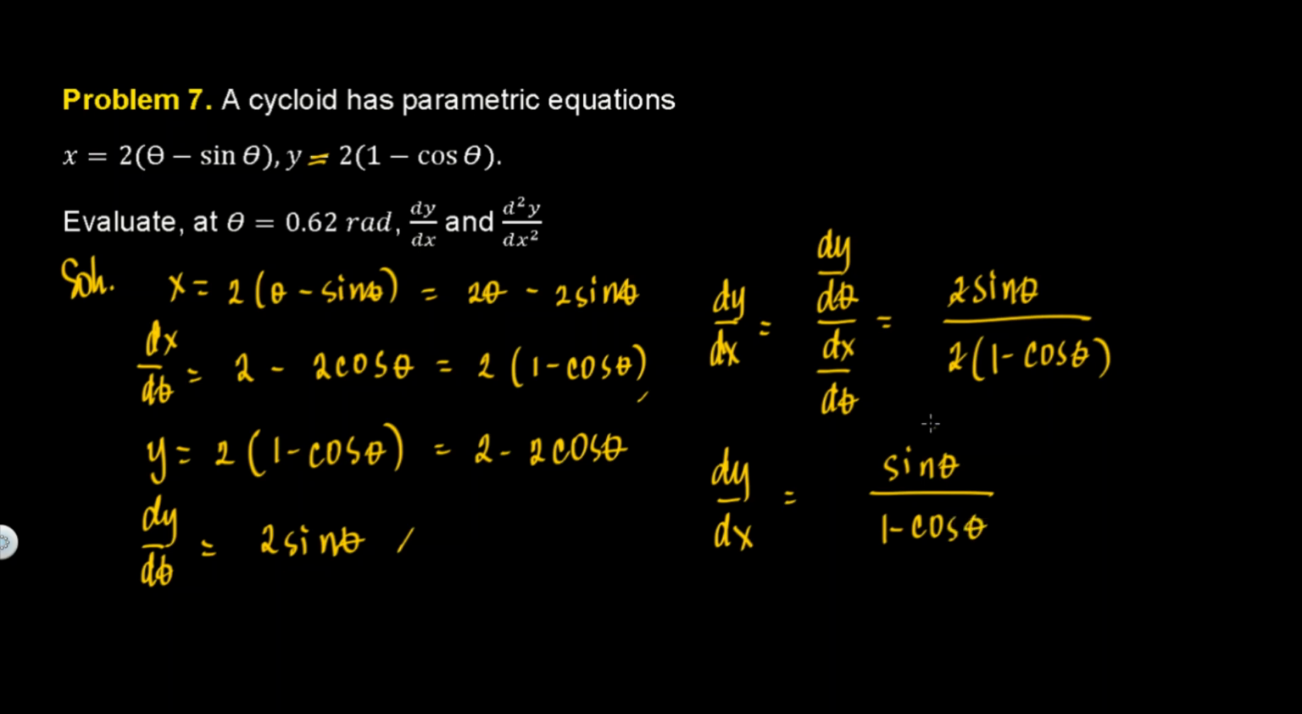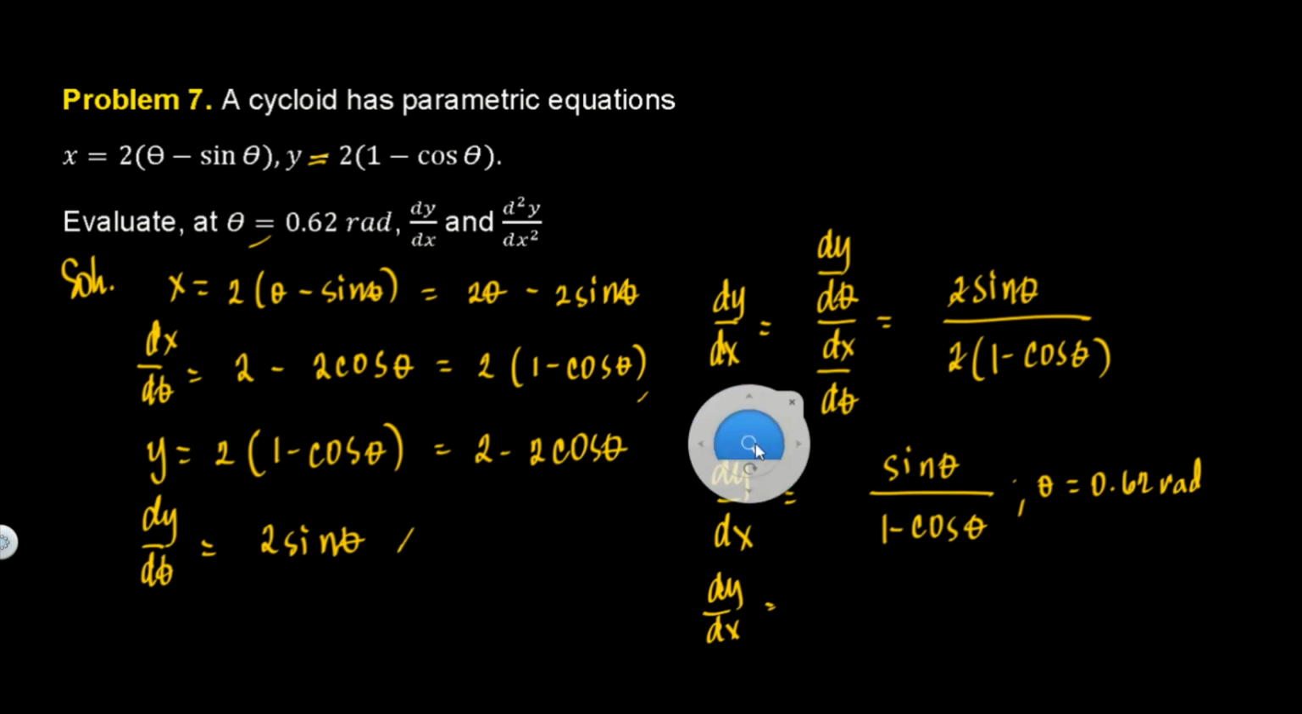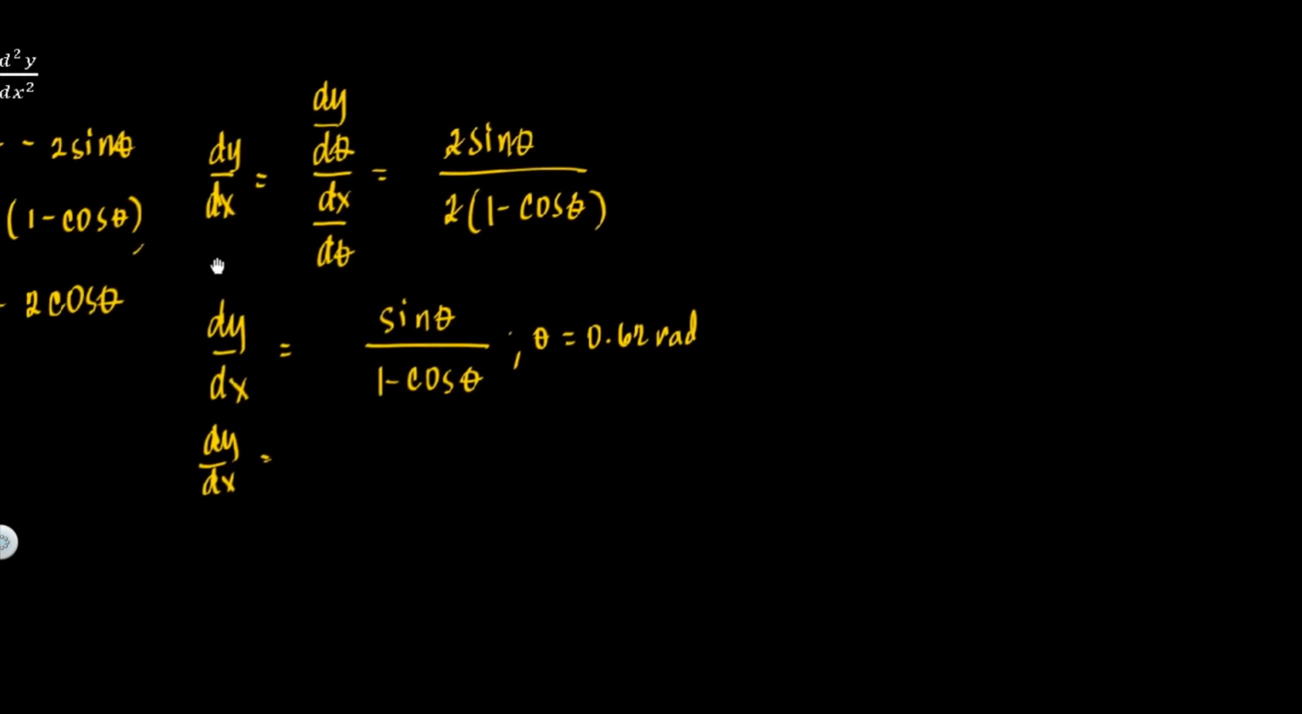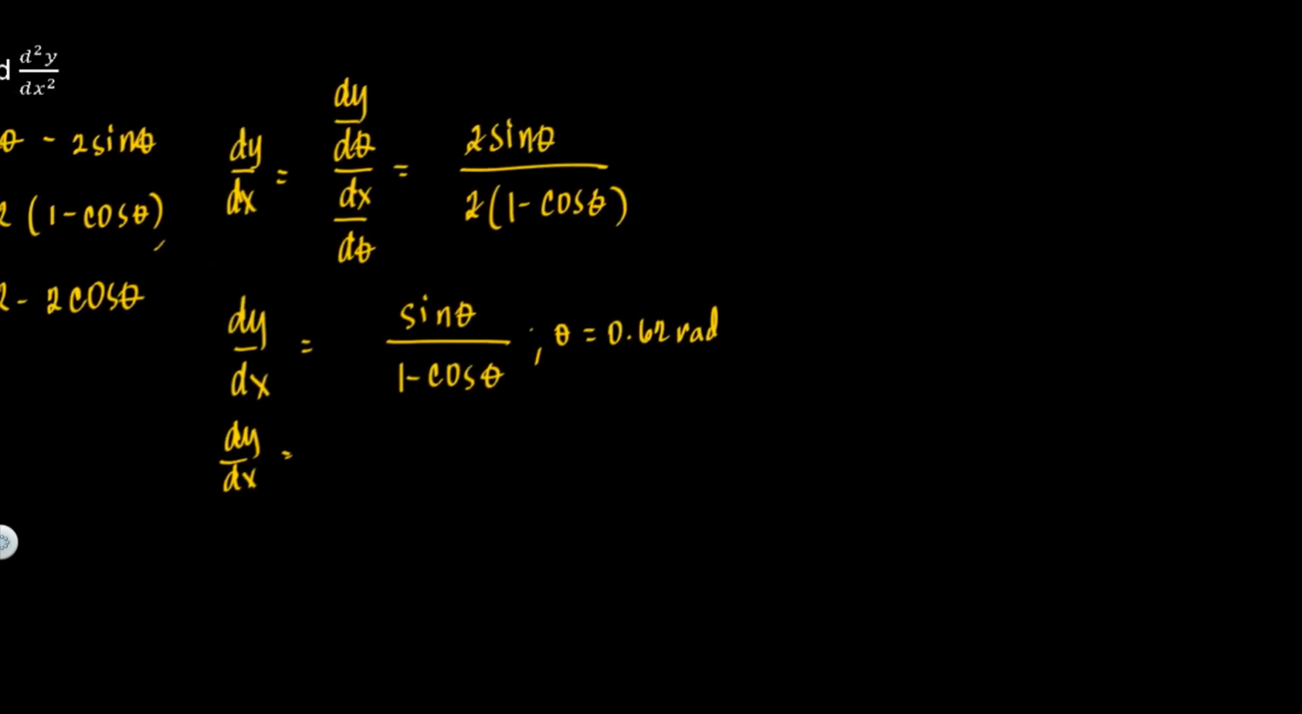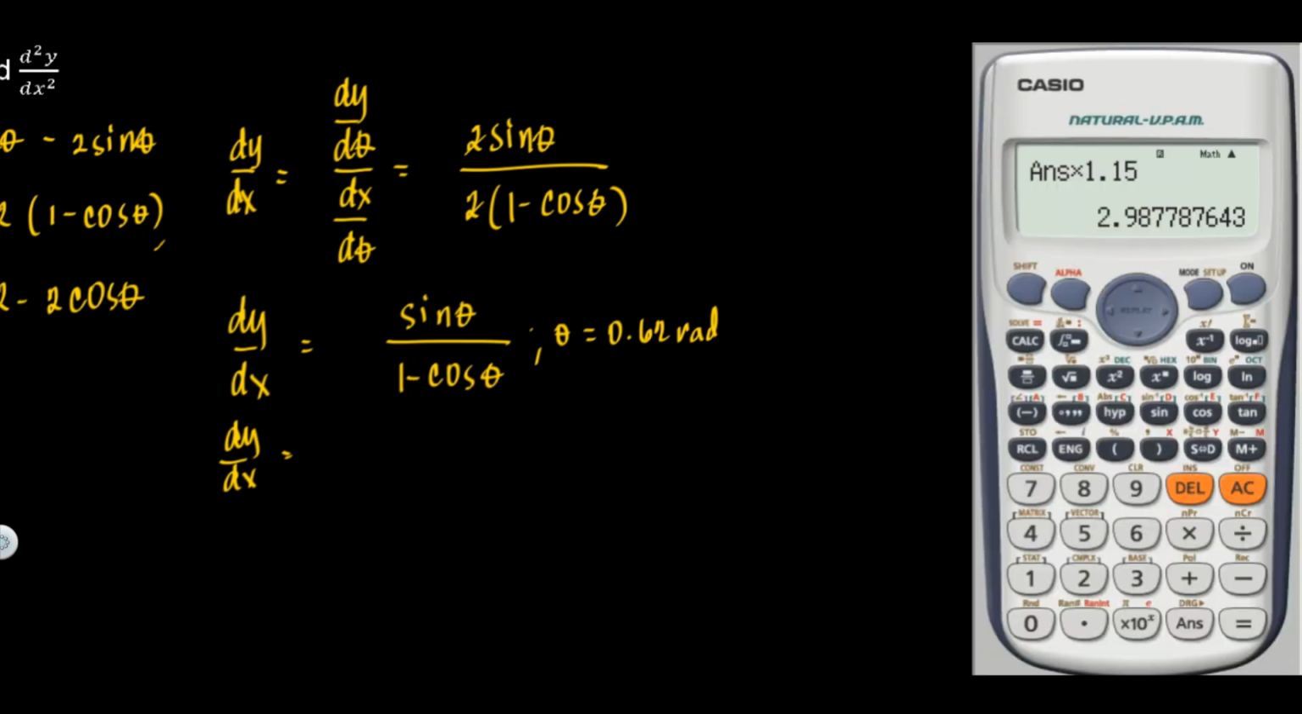And when theta is 0.62 radian, so what is dy over dx? Okay, so we'll just use the calculator. So let's see, where's the calculator? Okay, there.